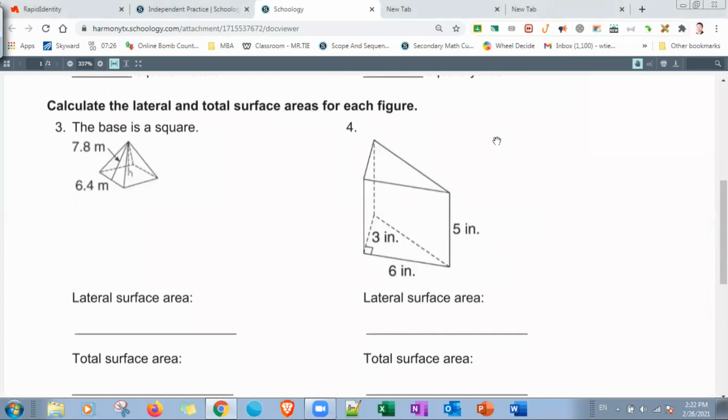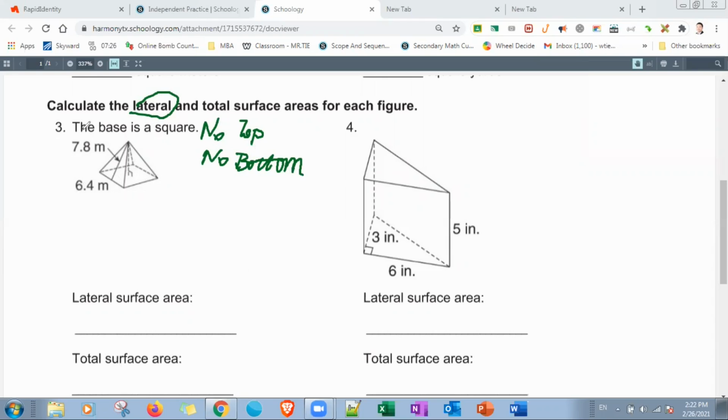Next question, calculate the lateral area. Remember, lateral area is what? No top, no bottom. Remember that, that's 2 boxes, okay? No top, no bottom. Must memorize, okay? Must memorize. Total area, surface area, just add them all up. All right.